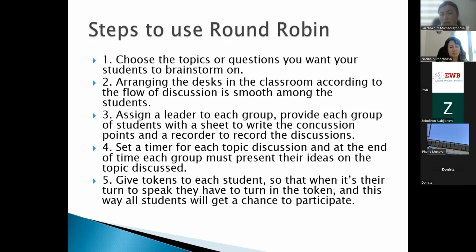Then there should be a time limit. So when they discuss each topic, at the end the teacher or facilitator gives them a token. This is a kind of mark that they can take, and they can express their ideas. And this is a very good thing, because it is a chance for each student to participate in the discussion.